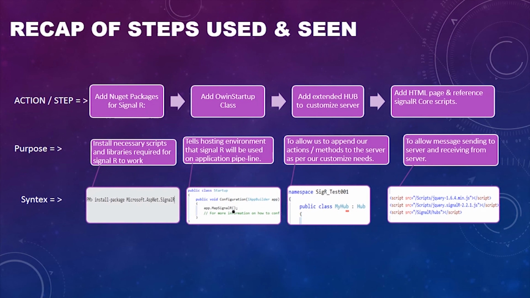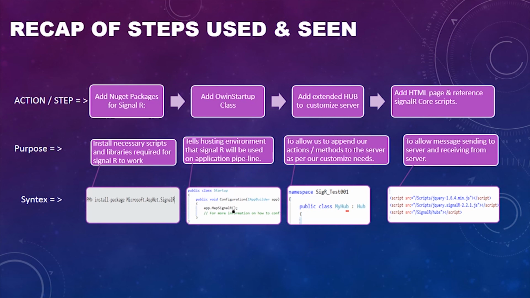Now as we have seen a practical hands-on walkthrough, I'll give you a quick recap of the steps that we have used and seen. The first step was we added the NuGet package for SignalR. The purpose of that was to install the necessary scripts and libraries which are required for SignalR to work properly, and the syntax you can see on the screen.